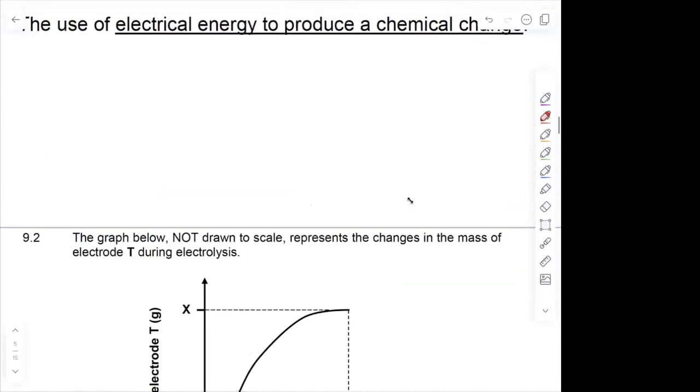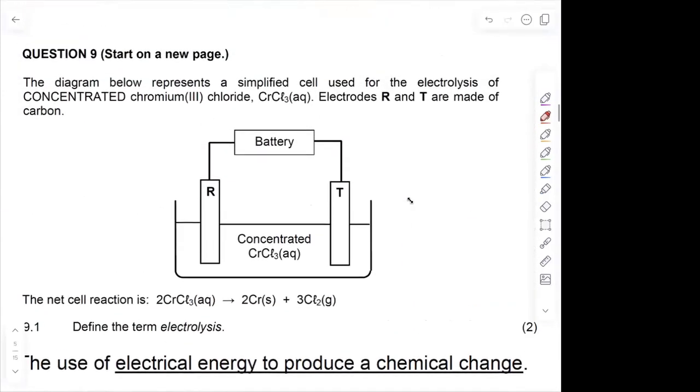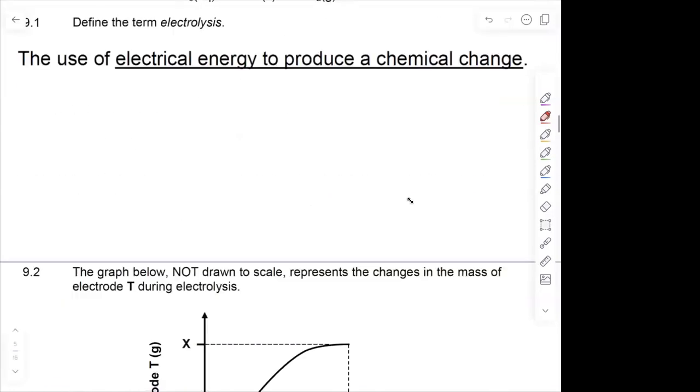So let's quickly go back and look. We know that we've got chromium chloride becoming chromium solid and chlorine gas. The only way an electrode gains mass is with a solid, not a gas. So chromium must therefore be what's happening there, right? Chromium ions then become chromium metal onto electrode T.